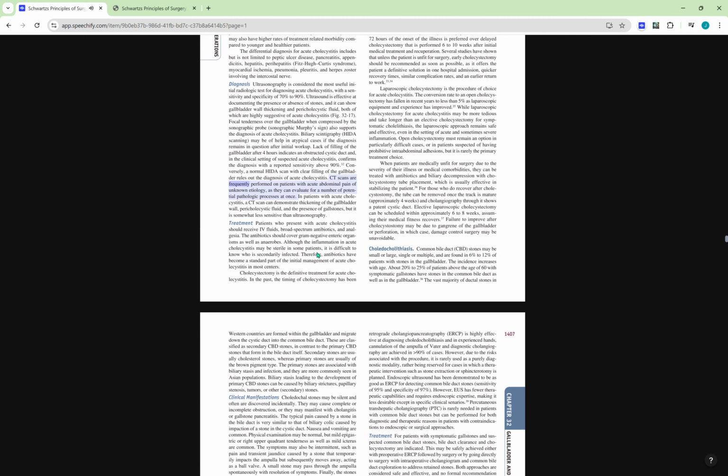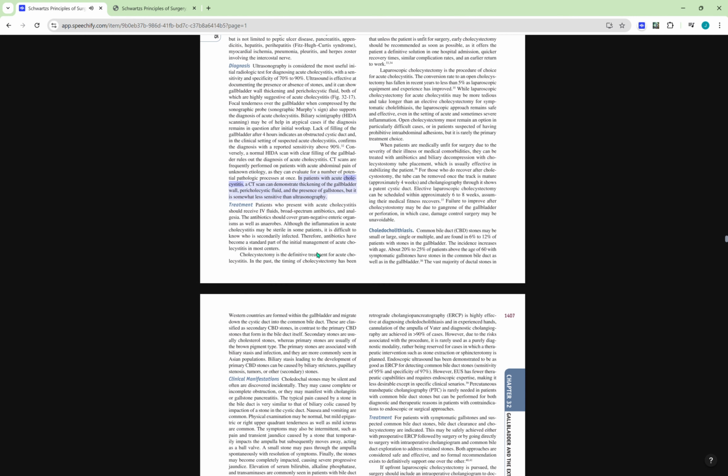CT scans are frequently performed on patients with acute abdominal pain of unknown etiology, as they can evaluate for a number of potential pathologic processes at once. In patients with acute cholecystitis, a CT scan can demonstrate thickening of the gallbladder wall, pericholecystic fluid, and the presence of gallstones, but it is somewhat less sensitive than ultrasonography.